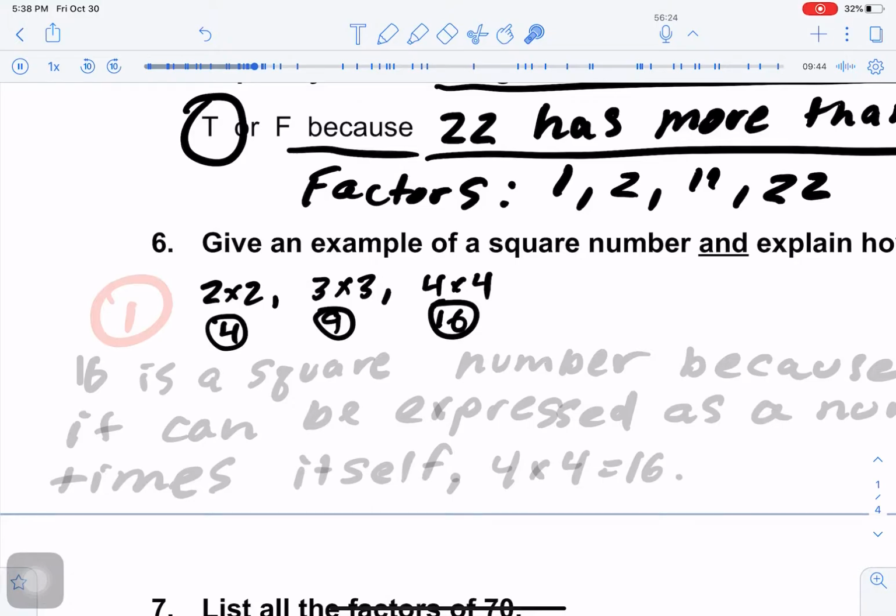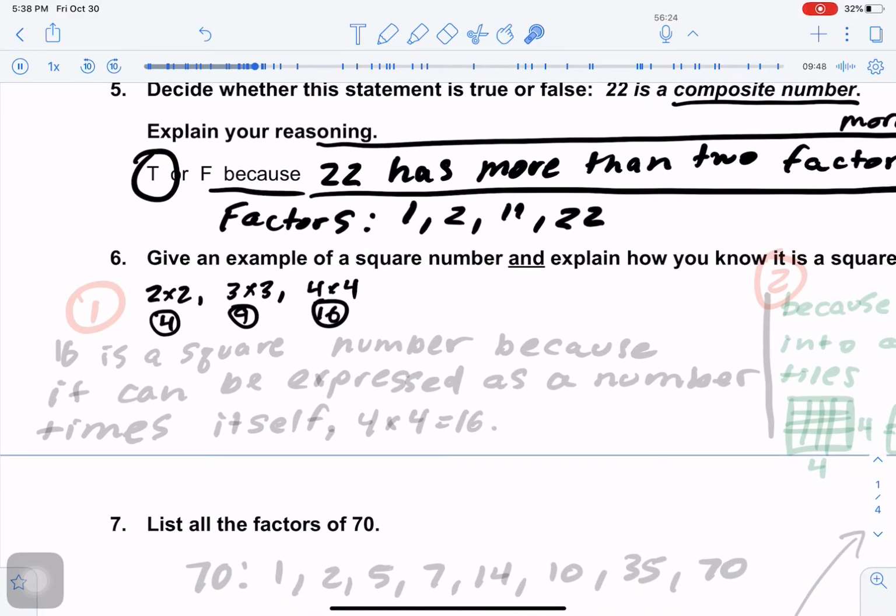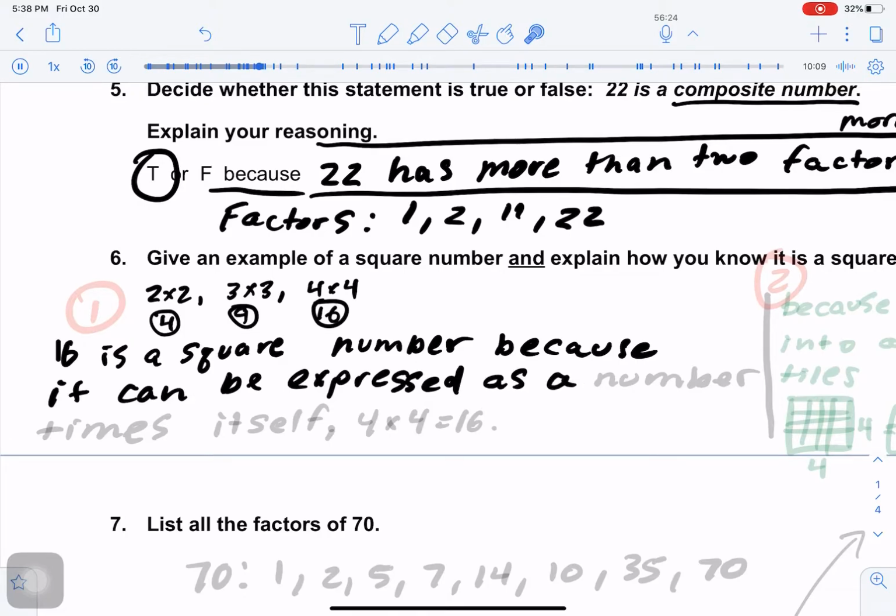I'm going to answer this by saying that 16 is a square number because it can be expressed as a number times itself. And this here is 4 times 4 equals 16.